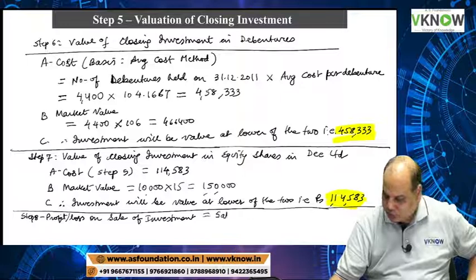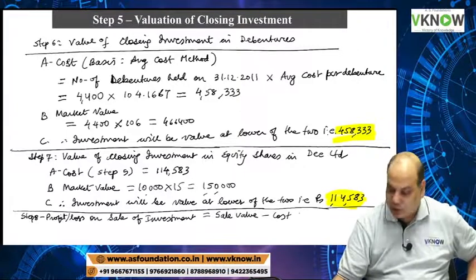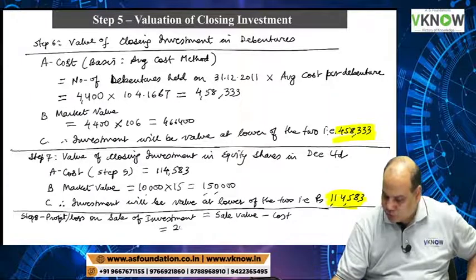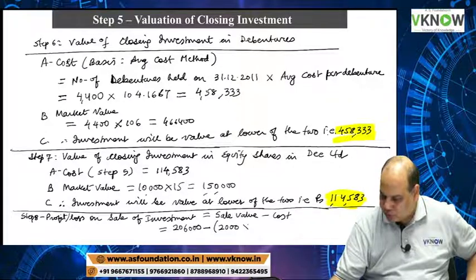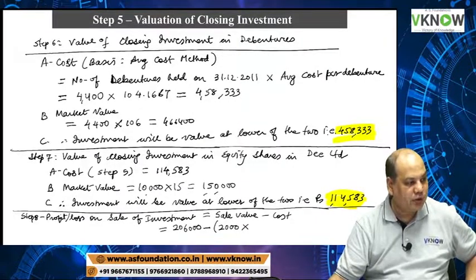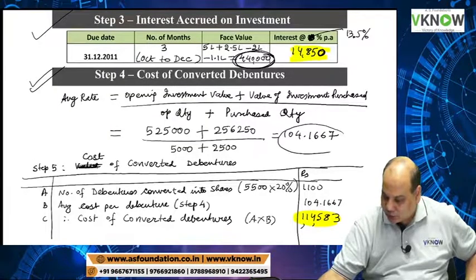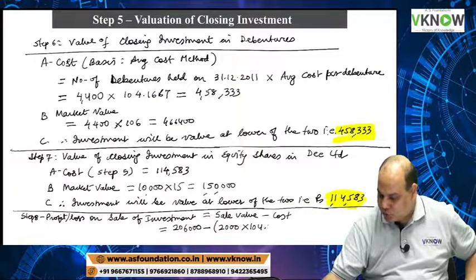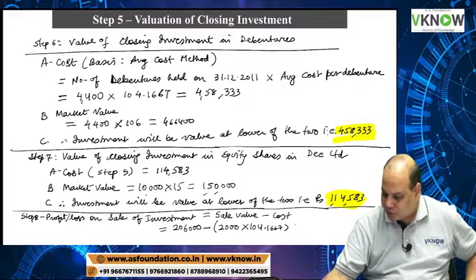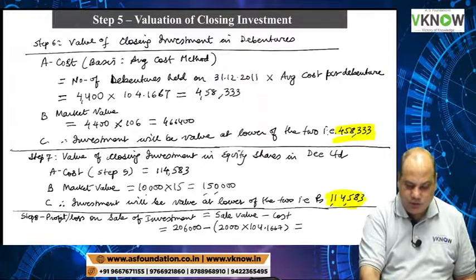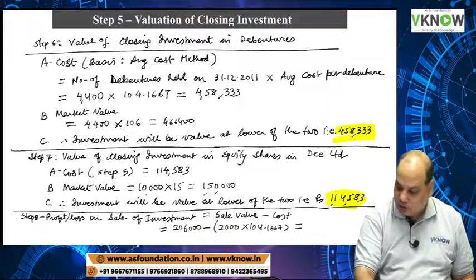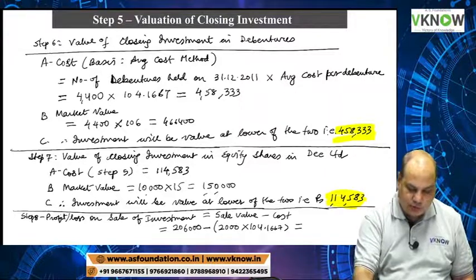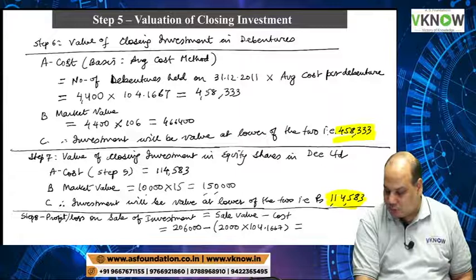Profit or loss on sale of investment is equal to sale value minus cost. Sale value is 2,06,000 and cost will be 2,000 quantity sold, and you see on the screen the average cost is 104.1667. So multiply 2000 into 104.1667. That is your total cost.